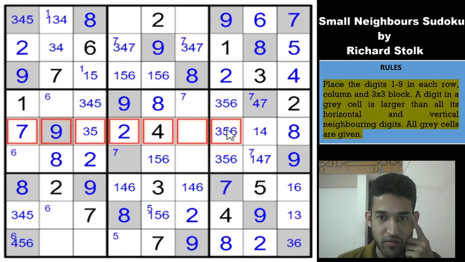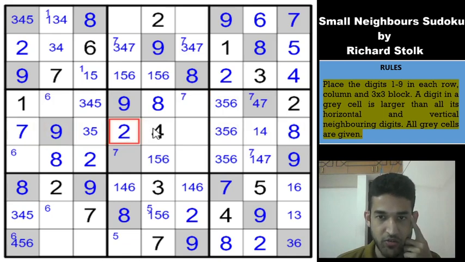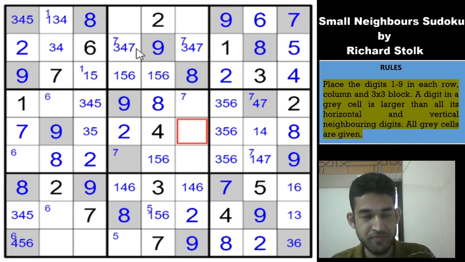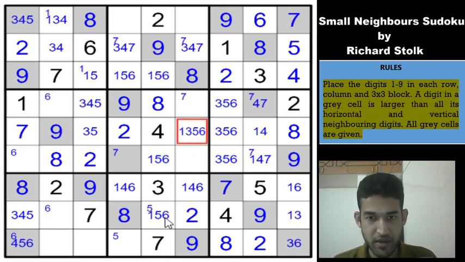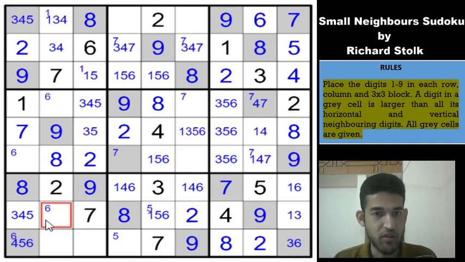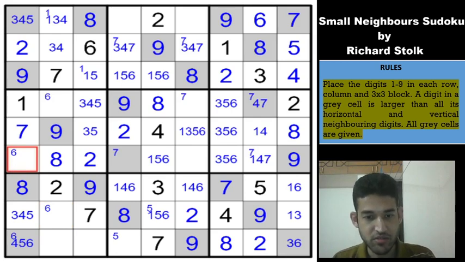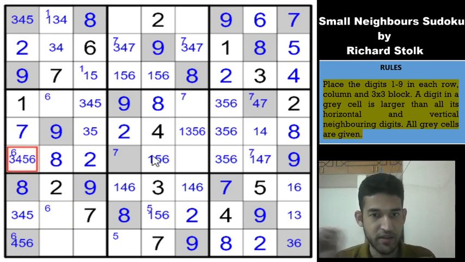Okay, let me look at row 5 again. 2, 4, 8, 7 and 9. So let us write the candidates there because the Sudoku seems to have become a little bit sticky now. 2, 4, 9, 7 and 8. So this must be 1, 3, 5 and 6. So all possible digits can come there. Okay. So let us look at this cell. So this would be 3, 4, 5, 6. Right.